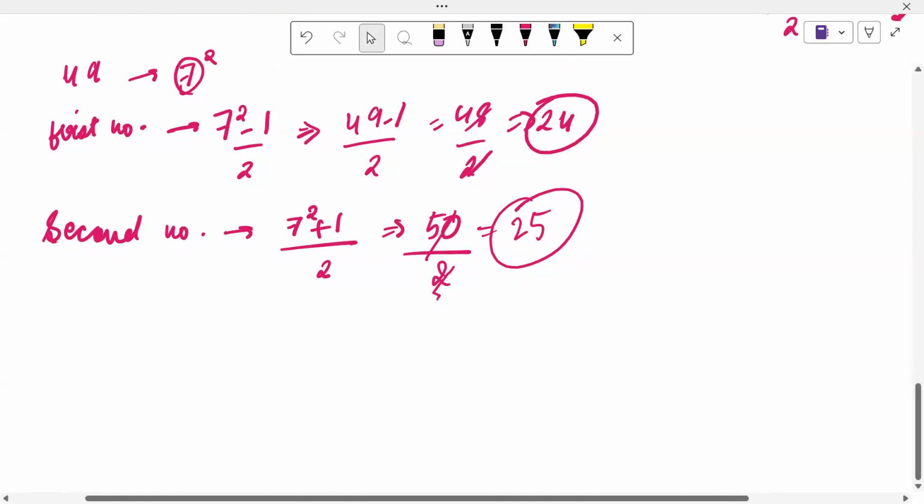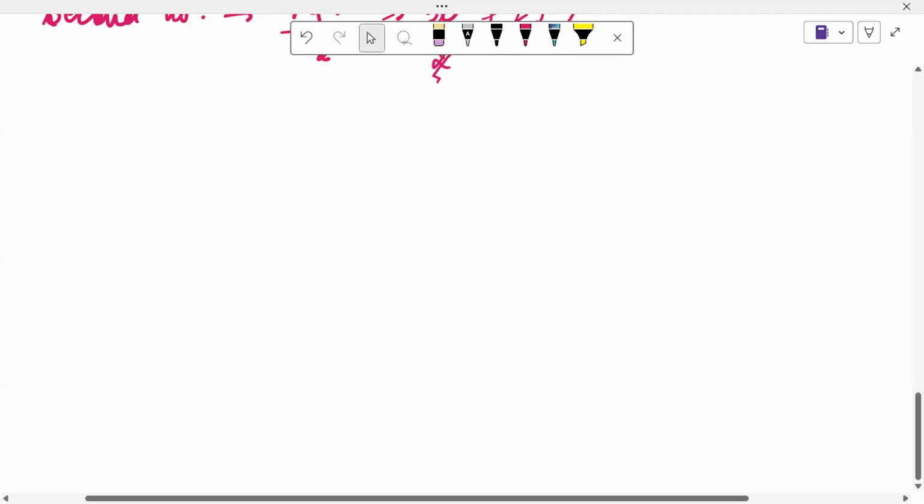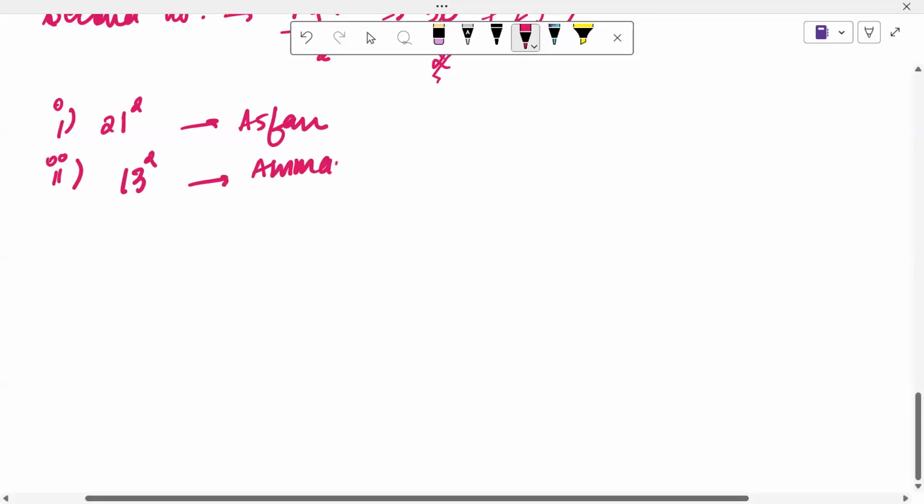Very good. So if I give you a few practice questions, can you do them? Yes, ma'am. Okay, be ready. I'll give different questions for both of you. Asfan, for you, the number is 21 square. And for Ammar, your number is 13 square. Just follow the same drill.